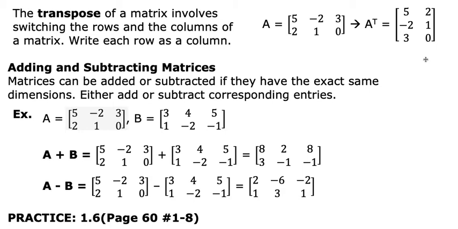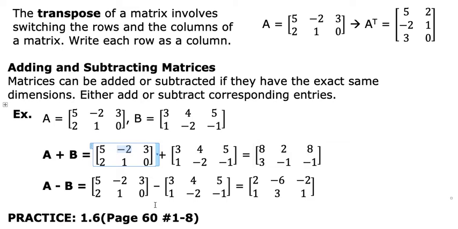Next, adding and subtracting matrices. Matrices can be added or subtracted if they have the exact same dimensions. Either add or subtract corresponding entries. So if this is the definition of A and B, then A plus B is going to be made up as the following. They have to have the exact same dimensions because what we're doing is adding corresponding entries. Notice that that's in the same position for each matrix, and therefore that's going to be 5 plus 3 to make 8. Similarly, -2 plus 4 is equal to 2, and so on.